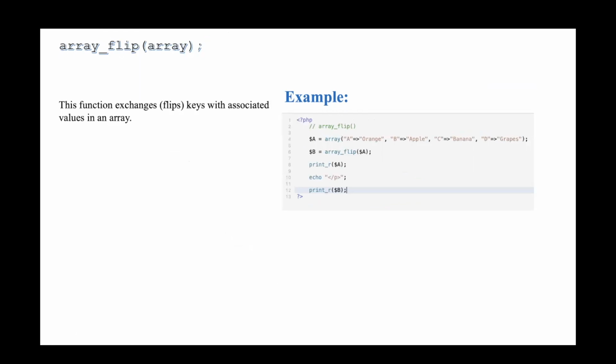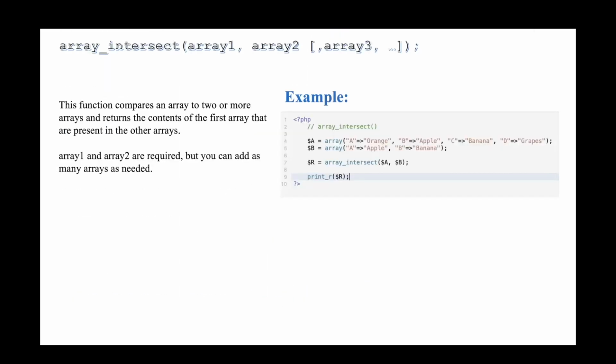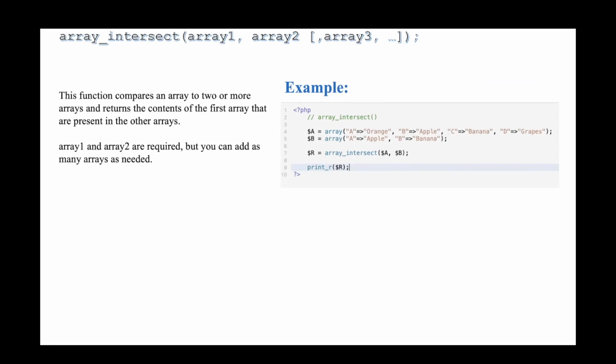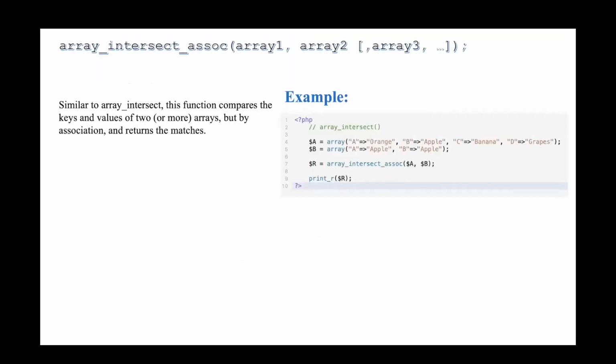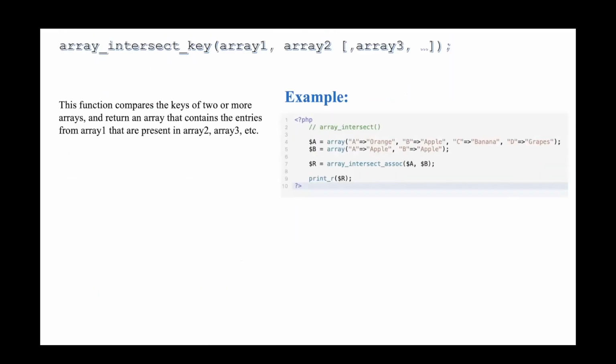The array flip exchanges or flips keys with associated values in the array. The intersect function compares an array to two or more arrays and returns the contents of the first array that are present in the other arrays. This is a quick way of knowing if elements of one array are present in other arrays. The intersect assoc is the same thing, but on associative arrays, of course. And of course, you can do this for keys.